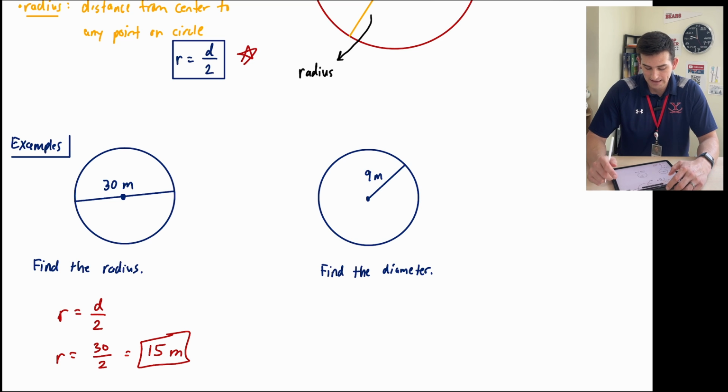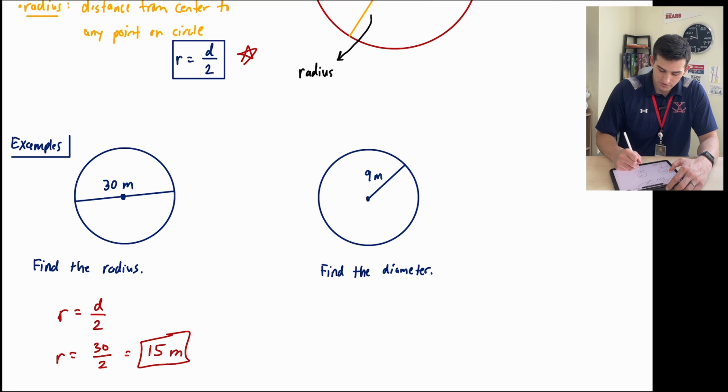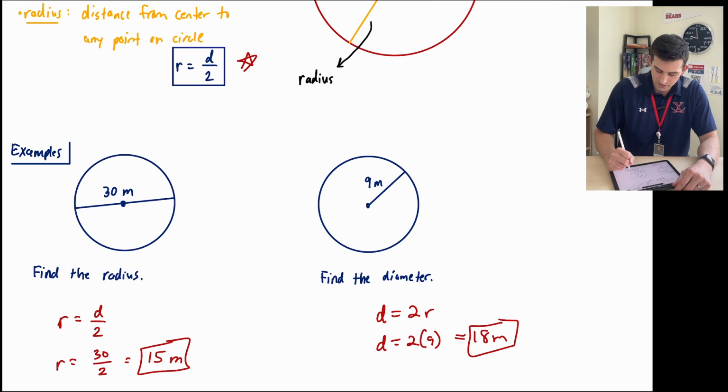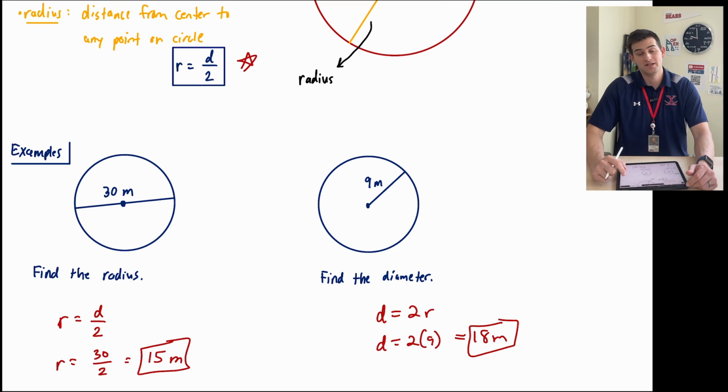For the second one, we are given the radius. The radius is 9. So for the diameter, we can use diameter equals 2r, or twice the radius. So the diameter of this circle would be 2 times 9, which would be 18 meters. Okay, and that's pretty much it. That's how you can find the diameter and the radius of a circle.